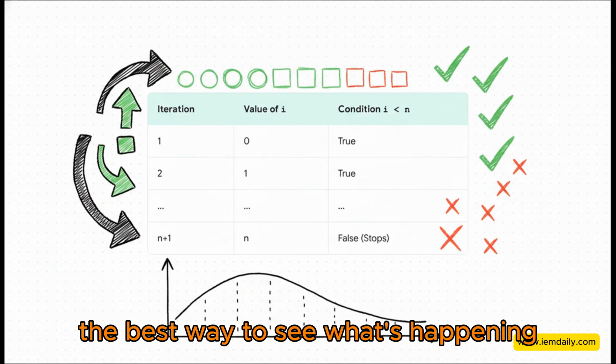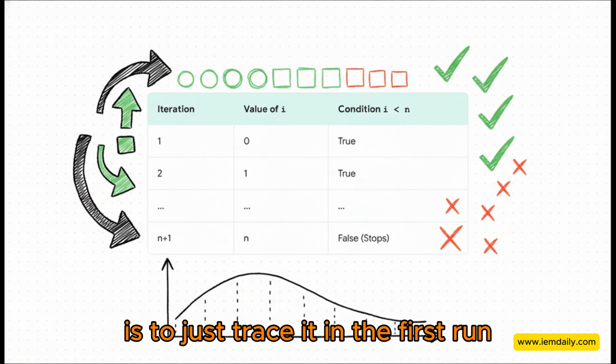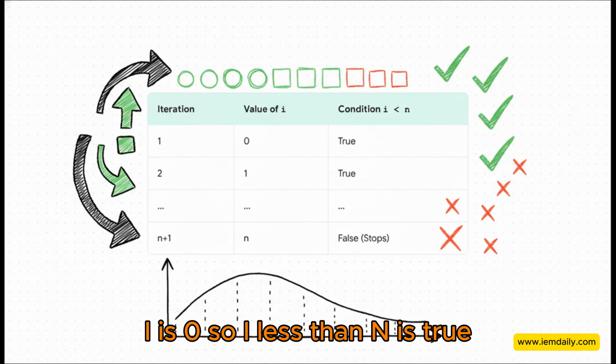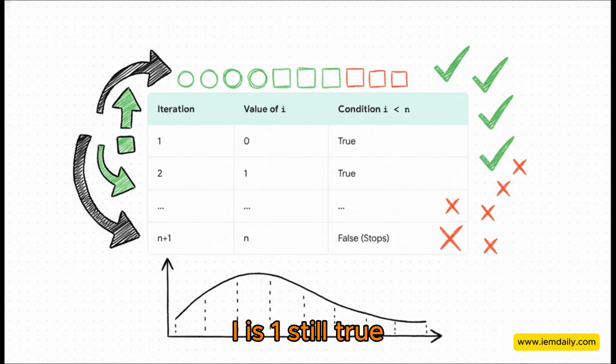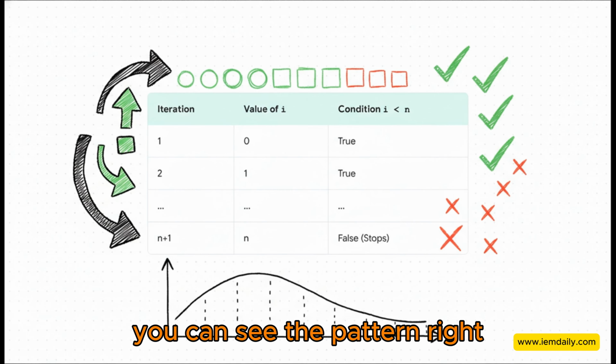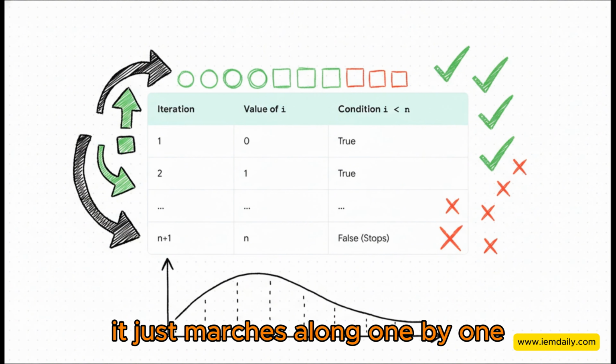The best way to see what's happening is to just trace it. In the first run, i is 0, so i less than n is true. We go again. In the second run, i is 1, still true. You can see the pattern, right? It just marches along one by one.